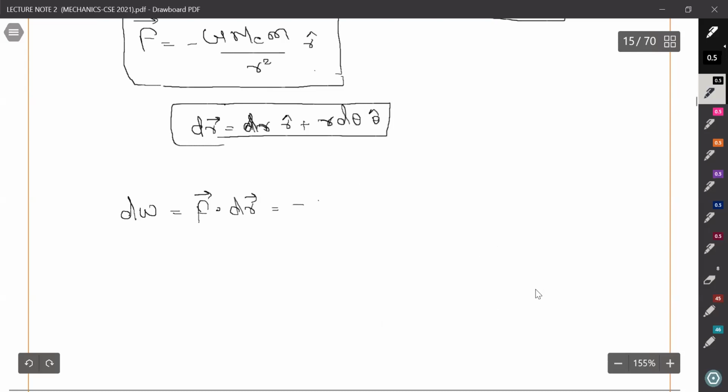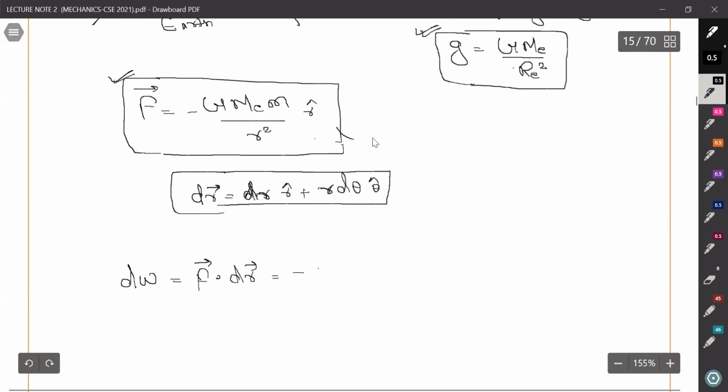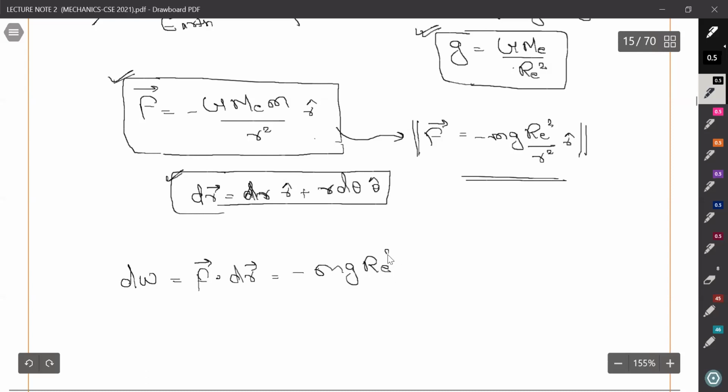Let me do one thing. Wait, let's substitute the value of g. So the force here will become minus m g Re whole square upon r square r cap. This is the force at any instant of time at any position r from the surface. So if we do the dot product with dr, what we will get is minus m g Re whole square upon r square dr. So this is our work done.